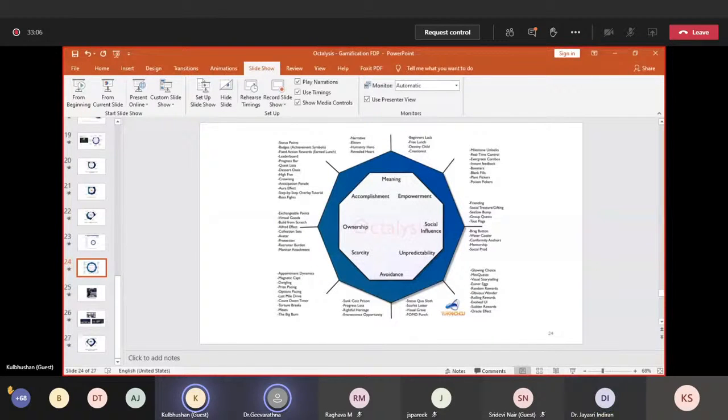Okay. For this, you have to rate each and every core drive from 0 to 10. So it's a very simple Google form. 8 questions are there, and you have to fill the questions and submit it. And I will show you the live results.